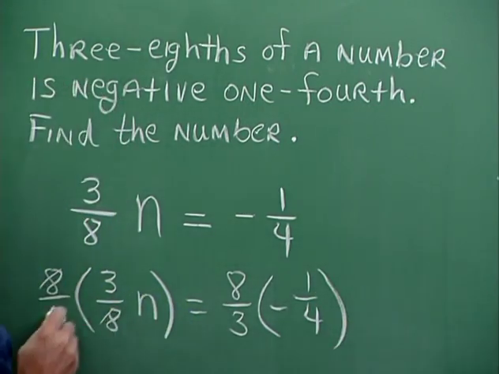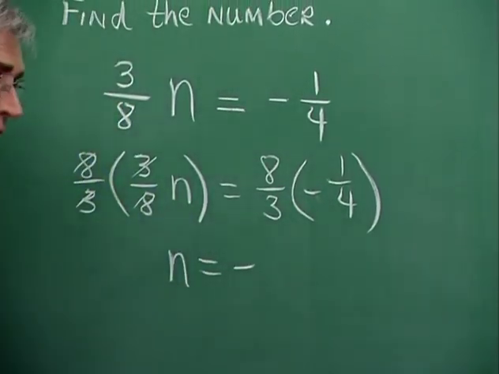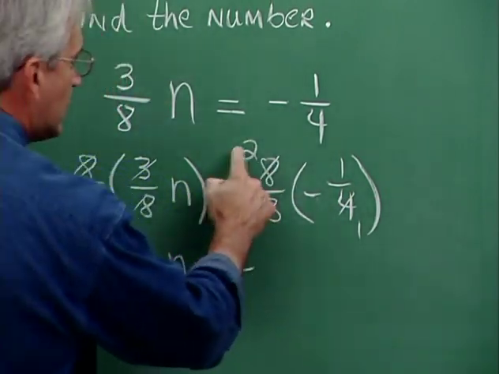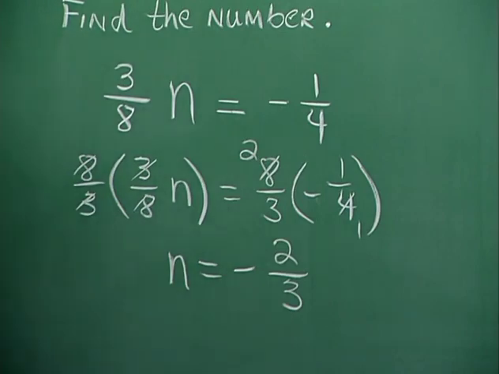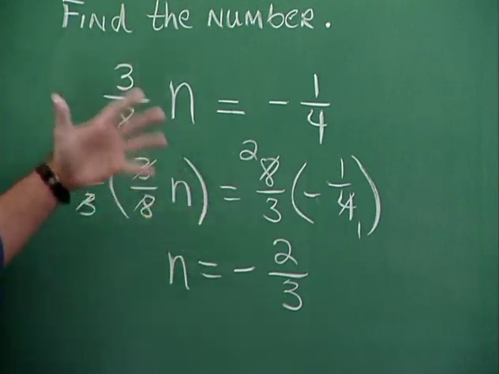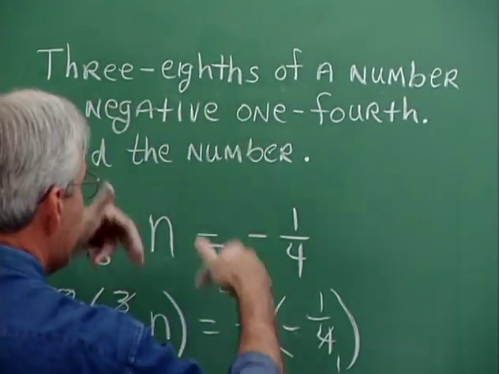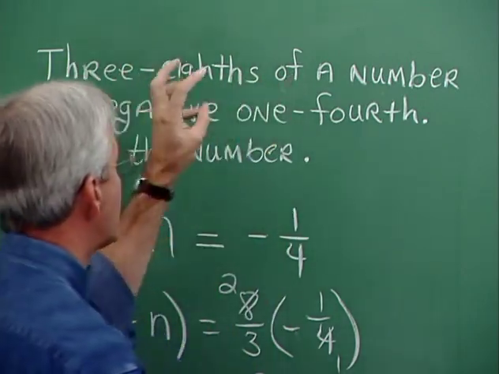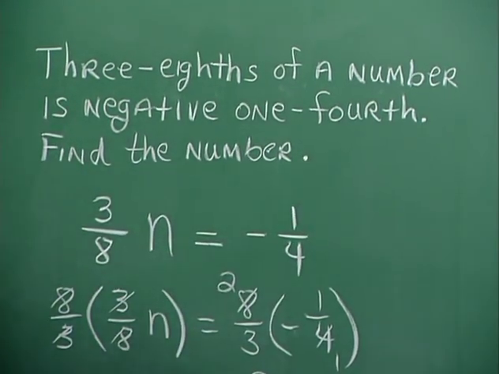And away we go. The 8's go out, the 3's go out. We're left with n as expected. Now negative times positive, negative. And then 4 and a 4, 1; 4 and a 8, 2. So we have 2 times 1, 2 for the numerator, 3 times 1, 3 for the denominator. Oh, -2/3 is the answer. And again, we could go back and interpret this. We could say 3/8 of the number we found, -2/3, is -1/4. And we could actually take 3/8 times -2/3 to verify that it does indeed give us -1/4. But it will.